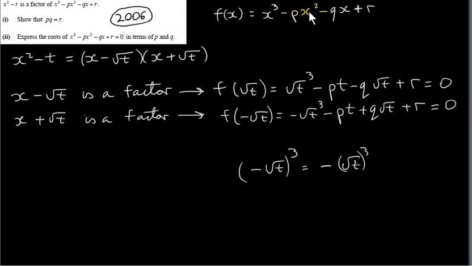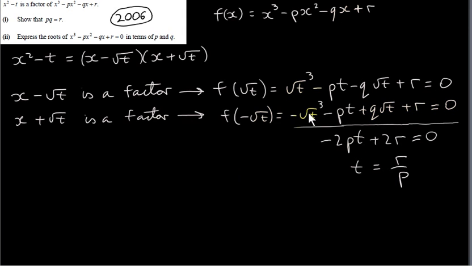Then we've minus root t squared. Well, that's going to give plus t. Minus q times minus root t is plus q root t, and then we have plus r equals 0. Now if we add these two equations together, we find that these terms cancel out, and so do these. Minus pt is minus 2pt, r plus r is 2r equals 0.